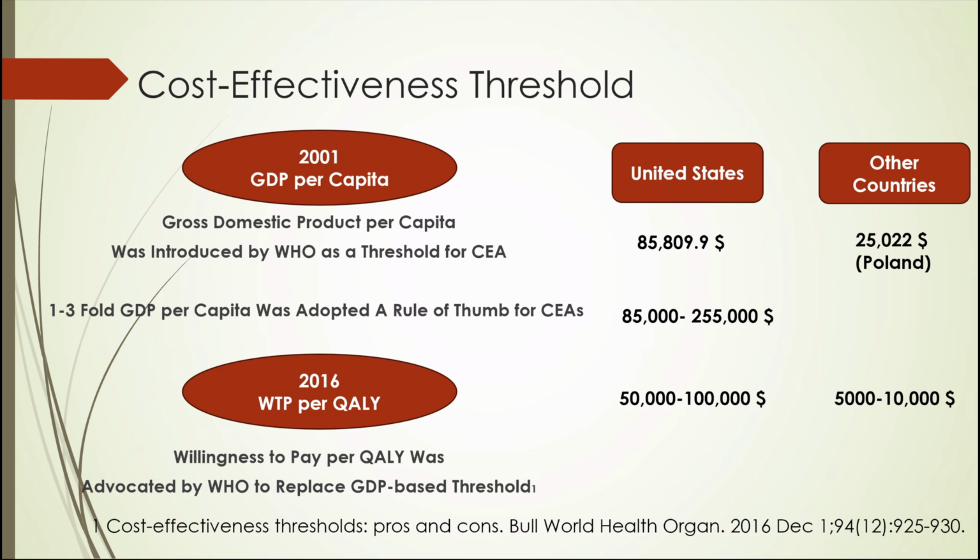To solve this problem, WHO published a bulletin in 2016 advocating for another threshold called willingness to pay per QALY. That threshold basically asks patients how much they are willing to pay for gaining 1 year of perfect life. This threshold is a little bit better than GDP per capita because it's a patient preference-based threshold, but it still varies between different countries. For the US, currently, the threshold we have is between 50,000 and 100,000.